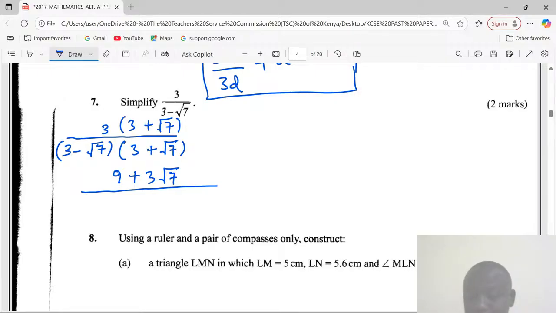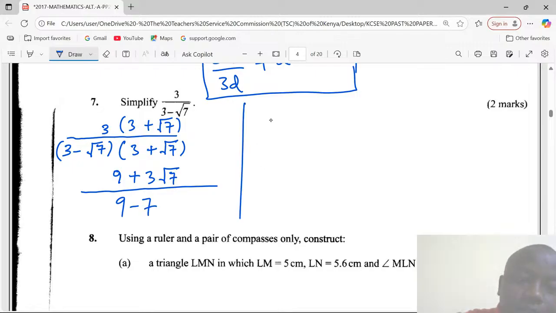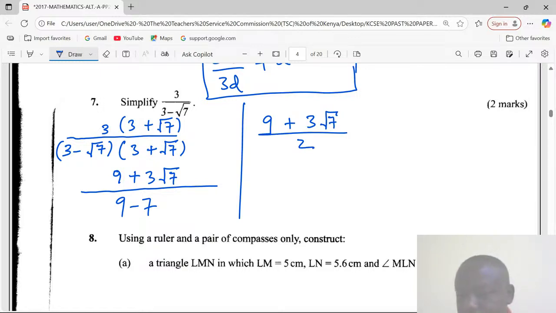Now we are supposed to rationalize the denominator. Therefore, we square 3 and we also square root 7. 3 squared is 9, minus root 7 squared is 7. So now we are having 9 plus 3 root 7, divided by 2. So that is now fully rationalized.